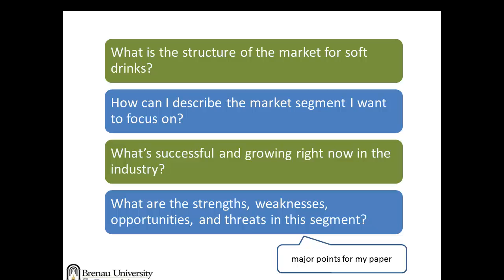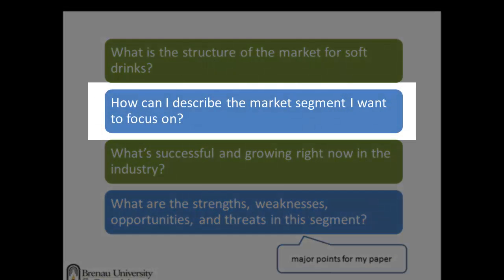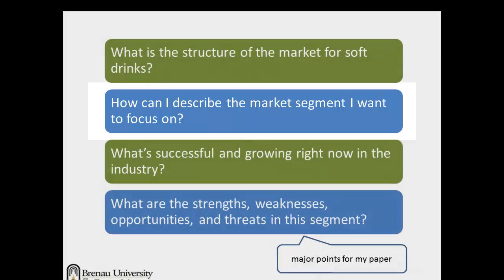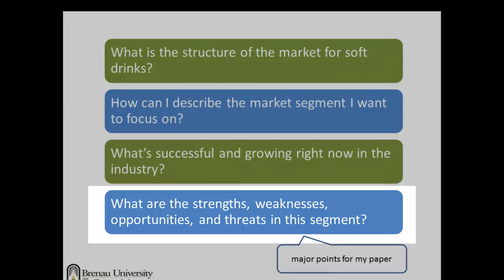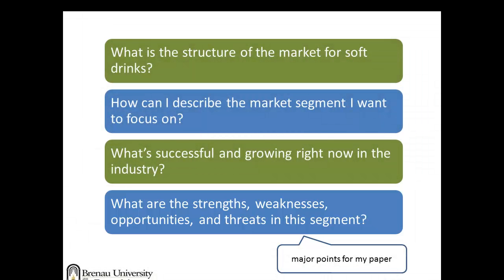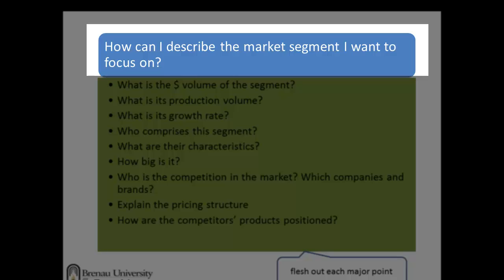I list the major points I need to write about so readers can understand the problem and the solution I'm proposing. I don't have all the specifics yet, but I know I need to find out more about everything on my list if I'm going to find an answer to my problem. This will help me remember what's important, to stay on track and not be distracted by all the information out there. Next, I'll flesh out each major point on my list.